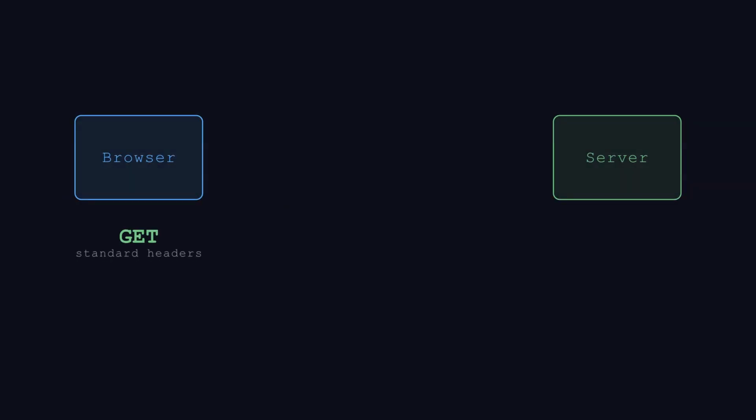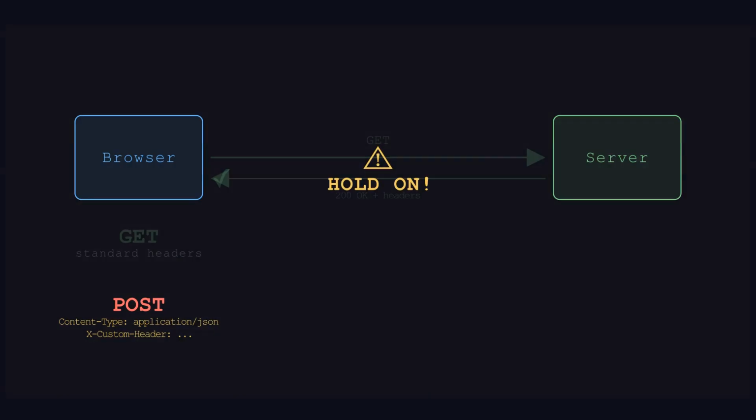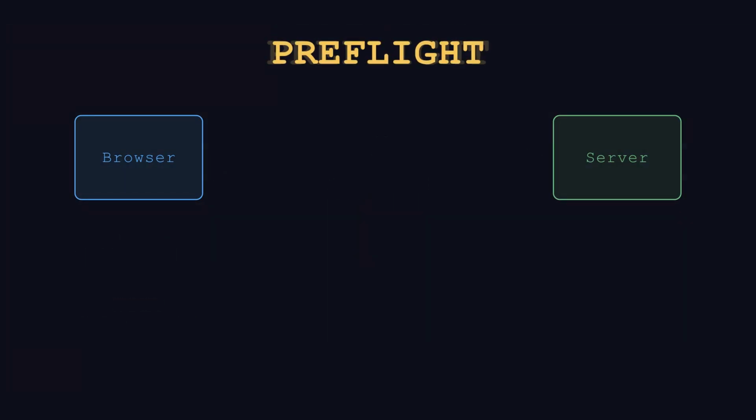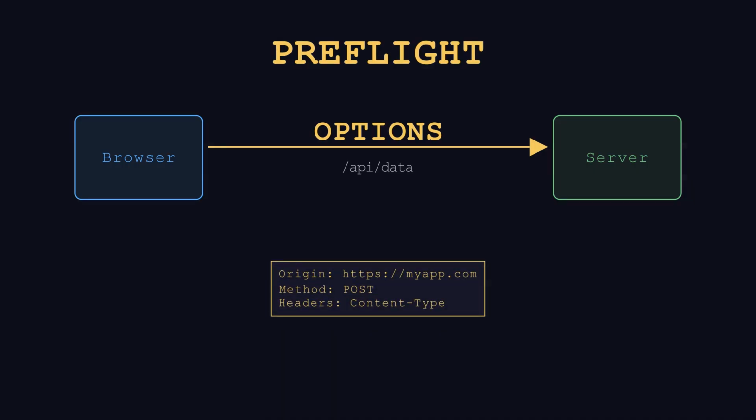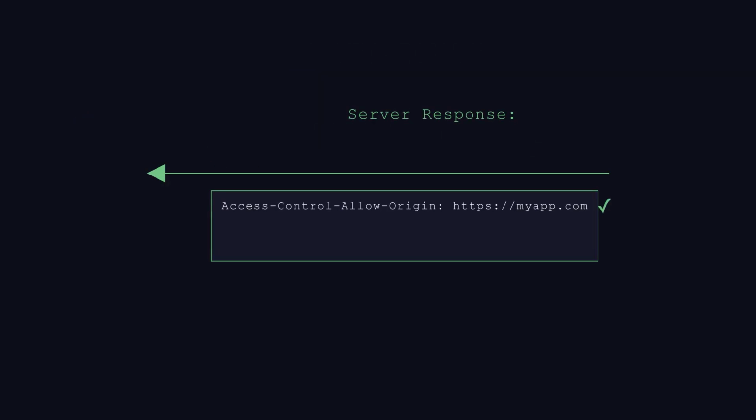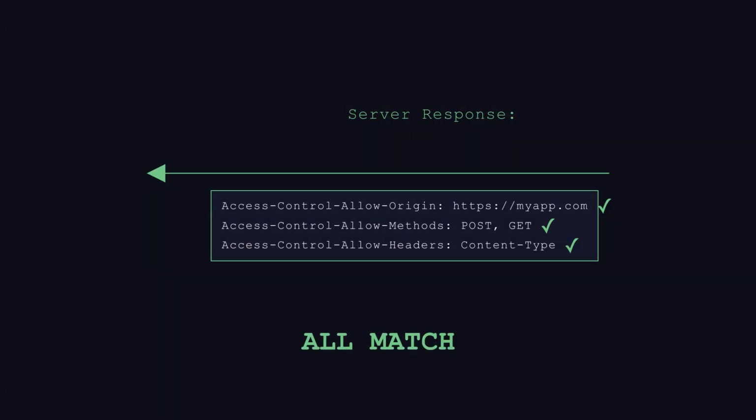A simple GET with standard headers, the browser sends it directly and checks the response headers. But a POST with a JSON content type, or a request with custom headers, the browser does something extra first. It sends a preflight request. This is an OPTIONS request to the same URL. It's the browser asking, "Hey server, am I allowed to send a POST with these headers from this origin?" The server responds with Access-Control-Allow-Origin, Access-Control-Allow-Methods, and Access-Control-Allow-Headers. Only if all of those match does the browser send the actual request.